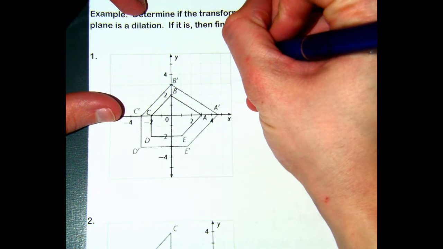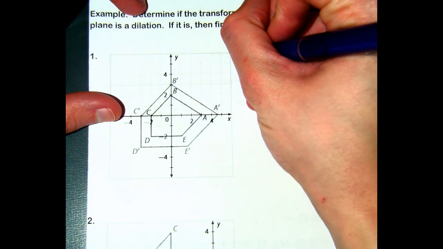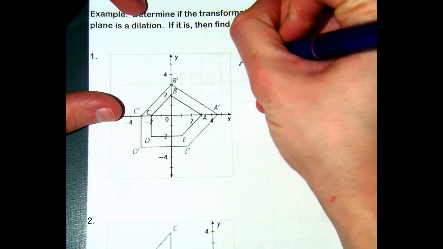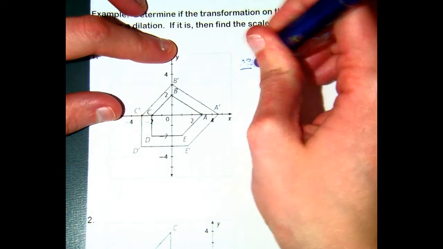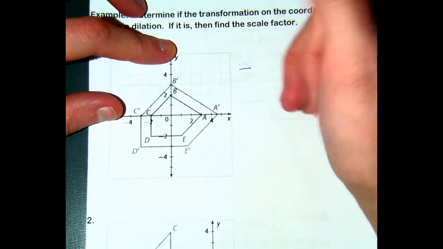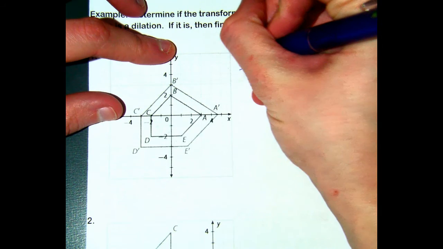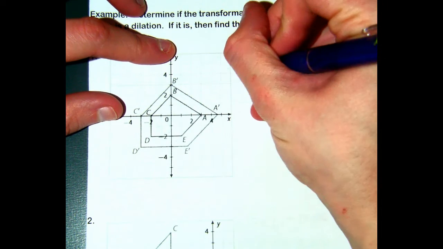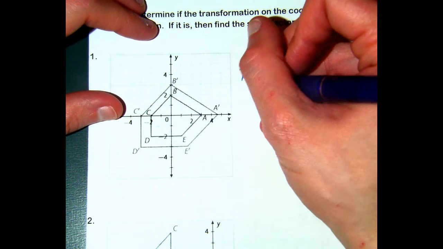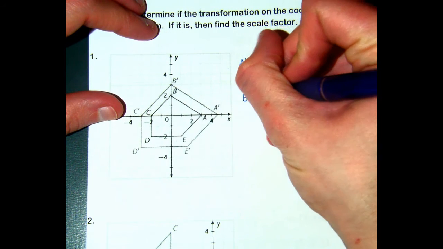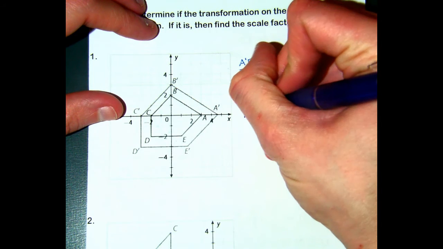So remember I said it is image over pre-image, so I've got to flip those around. A prime, B prime over AB will be what we are looking for. It's one set of sides. I will be looking at B prime, C prime over BC.